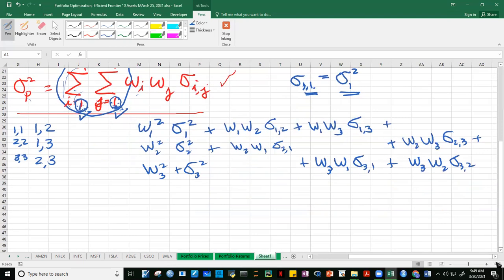Okay, so let's add yung mga pwede nating i-add. Ito, this one, are they the same? Ito, pareho ba to? Pareho siya? Yes, sir. Yeah, they're the same. Covariance with 1 and 2 and covariance 2 and 1 are just the same.